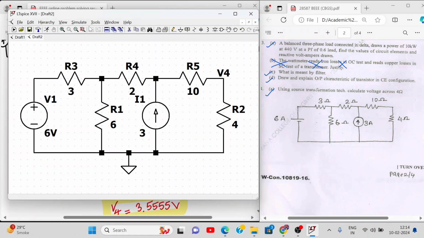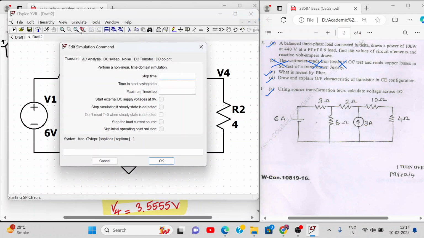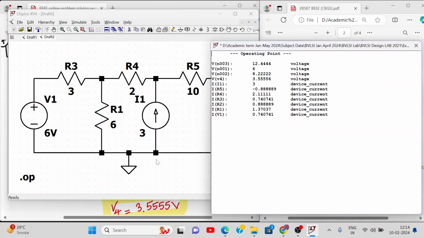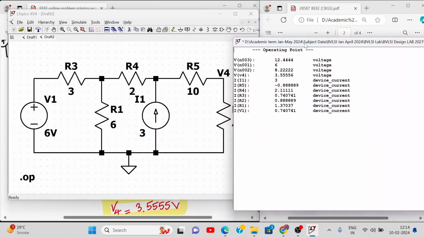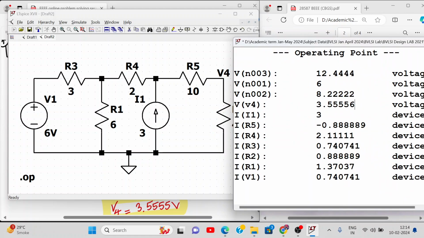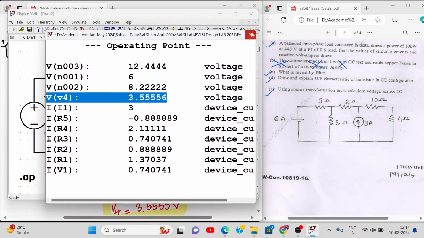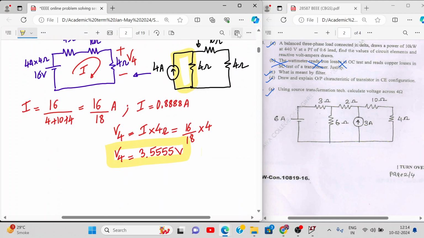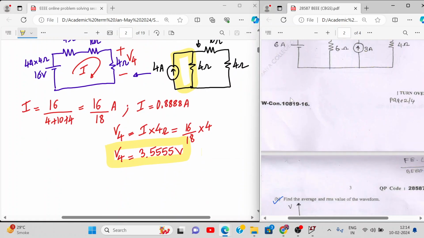Let us check what is V4. Simulate, run, DC operating point. How much is V4? Can you check? Is it matching with the answer? Yes, sir, 3.55. So this way I showed you, within a minute you can check any question's answer using this simulation tool. Okay, so that's that.